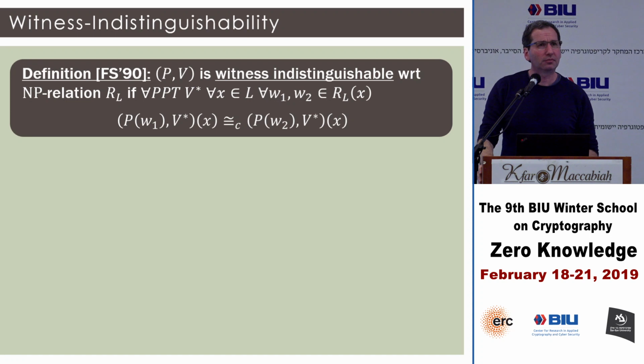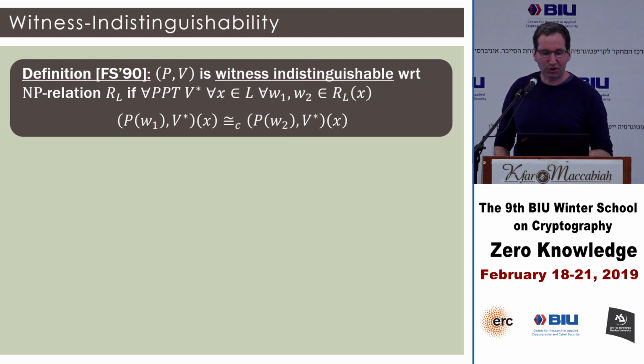Yes? How can I define a bad relation? Yeah, so for instance, if your NP relation for factorization is P comma Q, as opposed to some other relation, then you reveal the factorization, and it's not necessarily a hard language anymore, and you reveal something that is hard to compute otherwise.